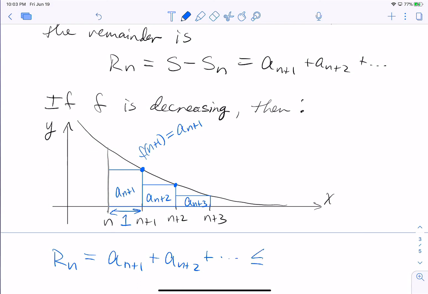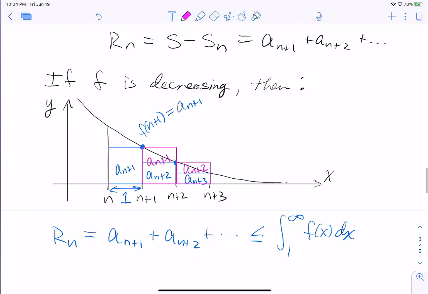So the remainder is less than or equal to the integral from 1 to infinity of f of x dx. If we turn this around though and start using left endpoints, then I can create this series of pink rectangles, the first one of which has the left endpoint of the subinterval at n plus 1. Therefore, its height is a sub n plus 1. The area of the first pink rectangle is a sub n plus 1. The second is going to be a sub n plus 2, and so on.